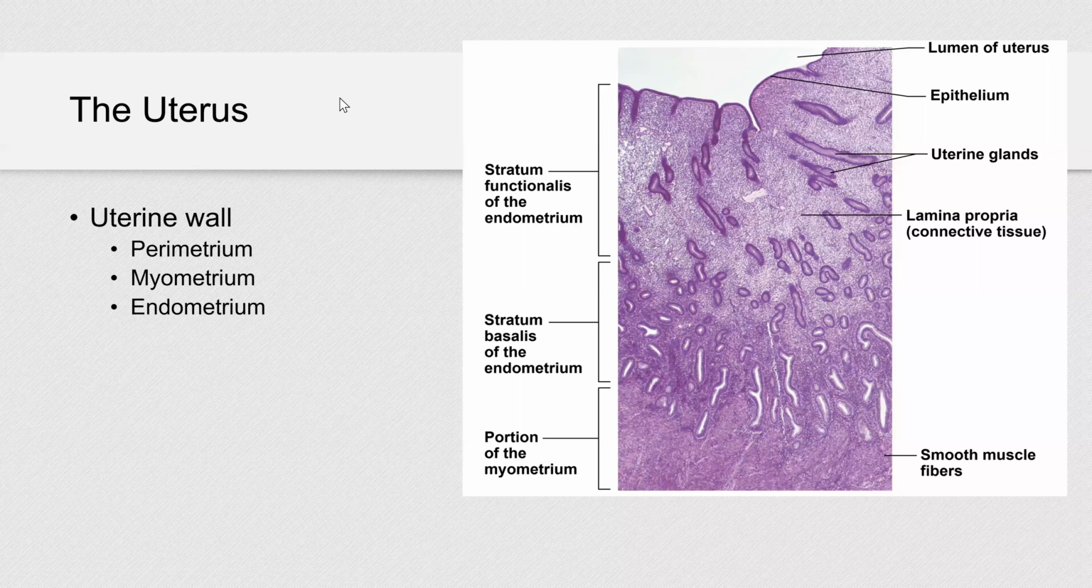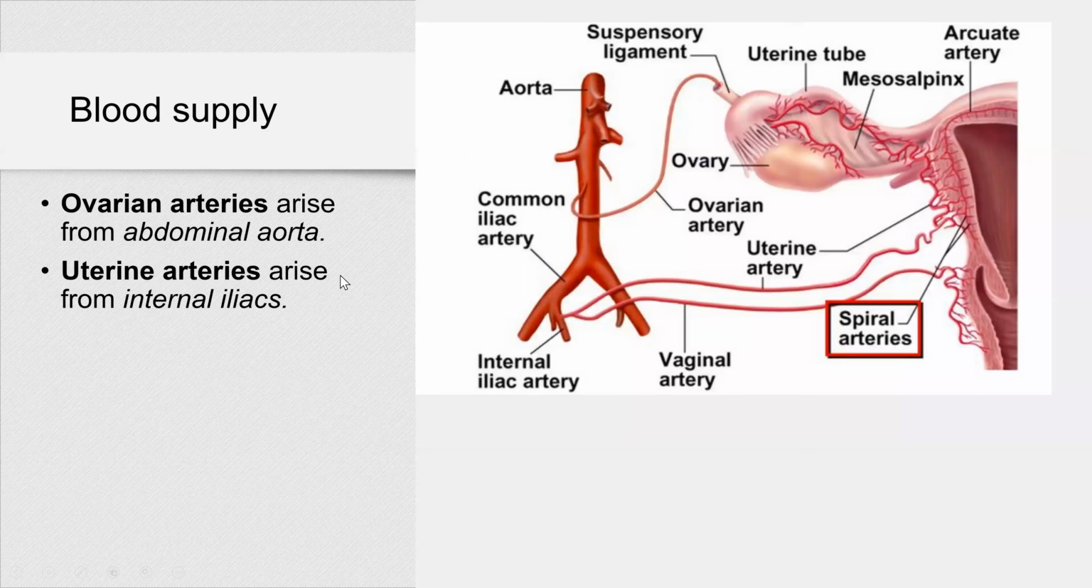Blood supply to the uterus includes the ovarian artery. So we have right and left ovarian arteries that branch from the abdominal aorta, and you can see they move toward the ovary. That's the ovary.